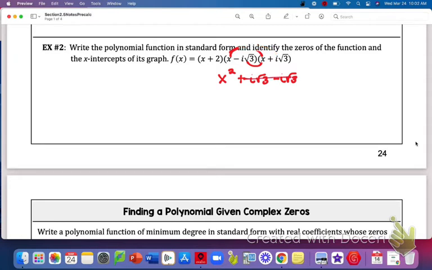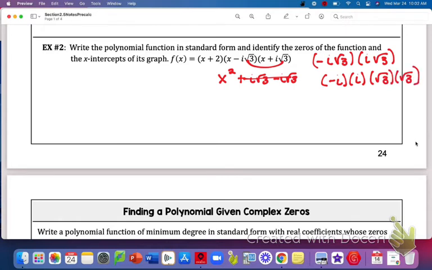So then I only really care about the first and the last. Now let's pay attention to when we multiply that last. I have a negative i root 3 being multiplied by a positive i root 3. Well, that's the same as taking a negative i times an i times a root 3 times a root 3. I'm just reordering my parts of the products.